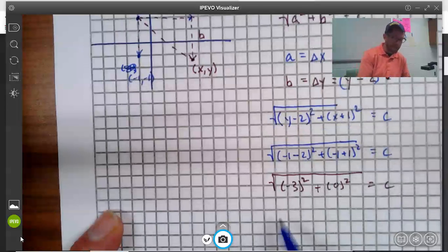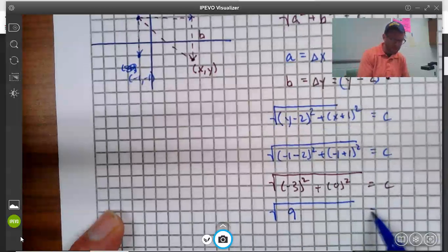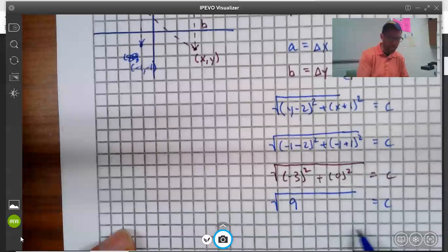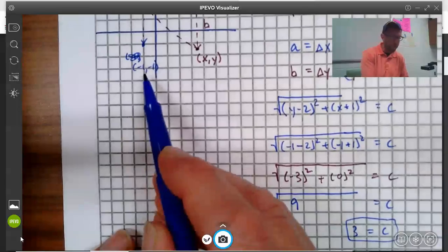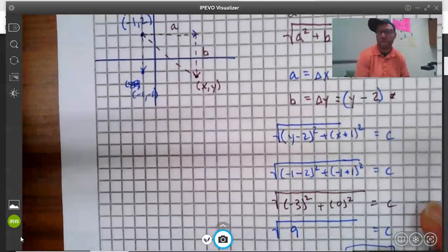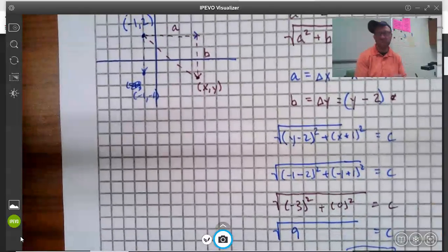So then, this is 9 plus 0, which is 9, is c. And the square root of 9 is 3. Okay. And there we go. It was 3 units. We can count spaces to see if that's true. So our formula works. We could try some other points, but it will always continue to work.